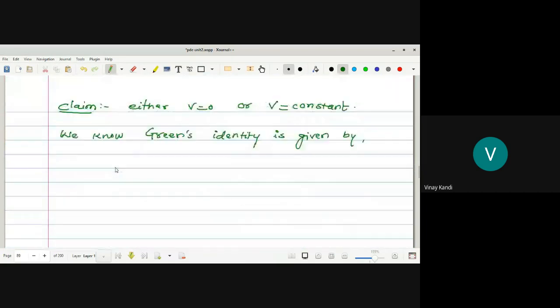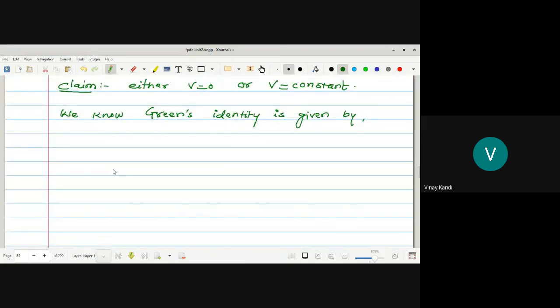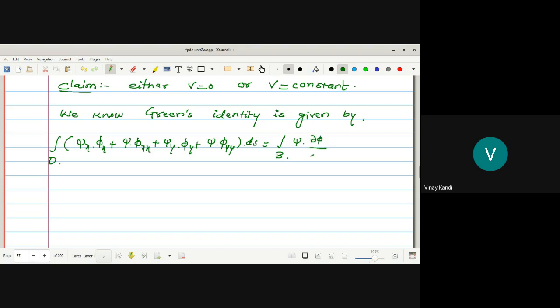So we know that the Green's identity is given by the integration on the region D of psi x phi x plus psi into phi double x plus psi y phi y plus psi into phi double y, into ds, is equal to the integration on the boundary B of psi into dou phi by dou eta into ds. Okay, so give it as equation number 3. So this is the Green's identity.